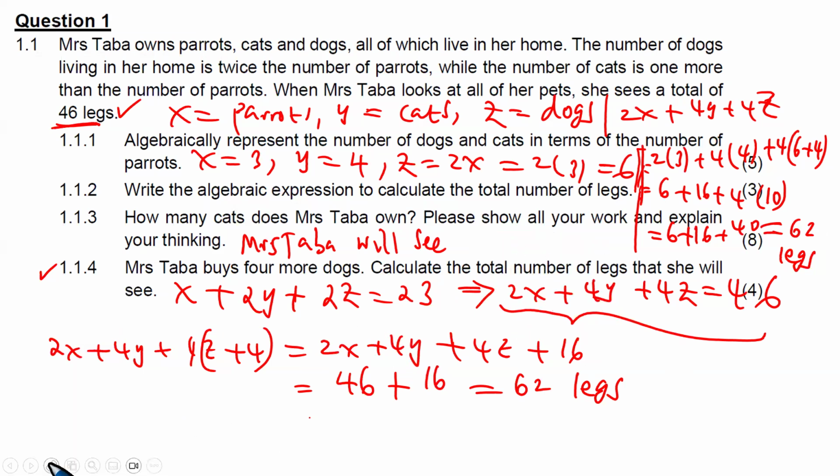So Mrs. Stubber will see 62 legs. Think about this, but that is actually the answer for sure. We've done it in 2 different ways, and we must get the same answer. And this is very, very motivating. It's very liberating.